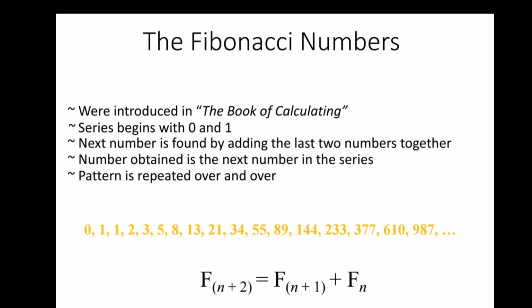Let's first understand what the Fibonacci sequence is. The Fibonacci sequence is a pattern of numbers where every number is obtained by adding the two previous numbers. The sequence begins with 0 plus 1 equals 1, 1 plus 1 equals 2, 1 plus 2 equals 3, 2 plus 3 equals 5, 3 plus 5 equals 8, 5 plus 8 equals 13. This simple pattern continues infinitely.